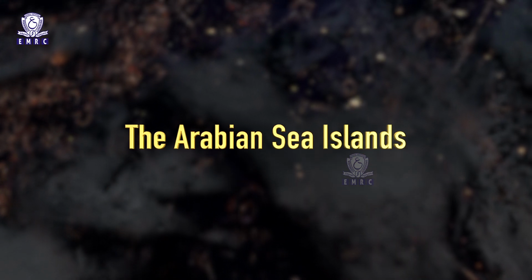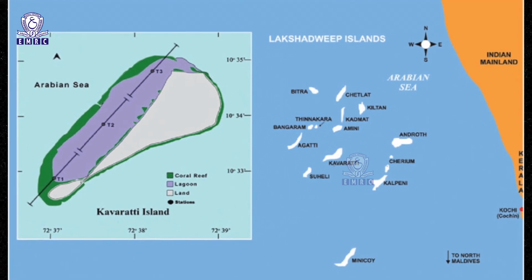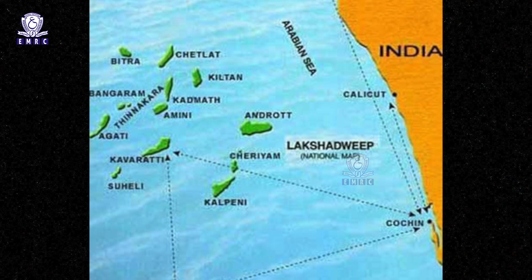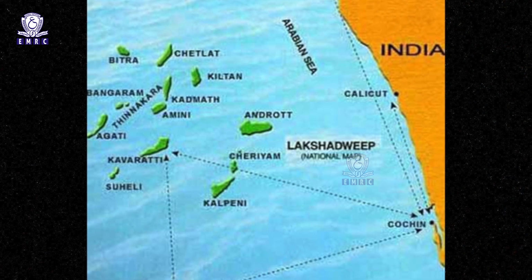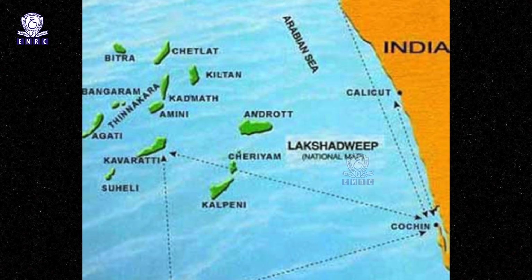Now let's look at the islands in the Arabian Sea. There are 43 islands in the Arabian Sea, out of which only 11 are inhabited. The shortest distance from the mainland, that is Calicut, is about 109 kilometers. Kavaratti, located on the island of this name, is the capital of Lakshadweep. Lakshadweep Islands are separated from the Maldive Islands by the 8-degree channel. Hills and streams are absent on these islands.